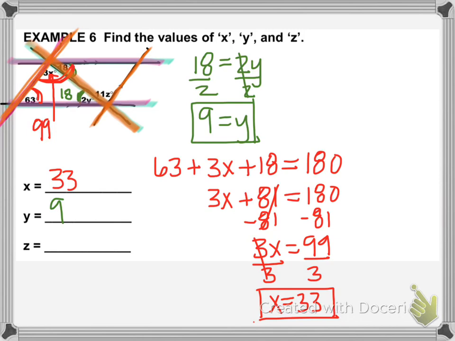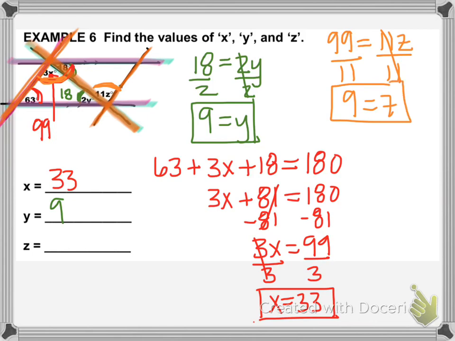Let me get another color here. That 11z, I can see it is going to be alternate interior with that 3x, which we just found to be 99. Because those are alternate interior, they are congruent. So I'm going to set that 3x, or that 99, equal to that 11z. I've got a real simple equation here to solve. We're going to divide both sides by 11, and then z also equals 9, just like y did. And that's how you do it.